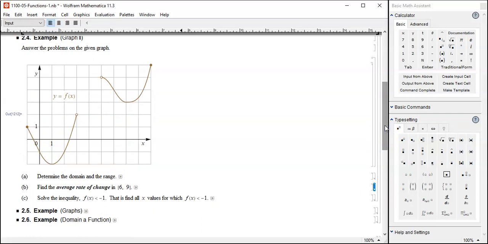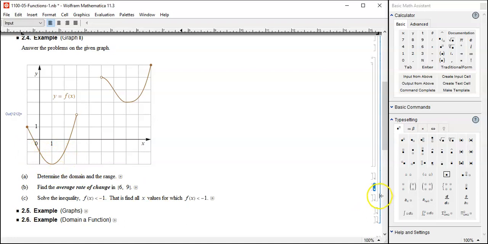Okay, next, solve the inequality f(x) < -1. That is, find all x values for which f(x) is less than -1. That was a tough one previously, right? f(x) less than -1, so the y-coordinate is less than -1. y equals -1 is down here, less than -1, so you're looking for only down below.